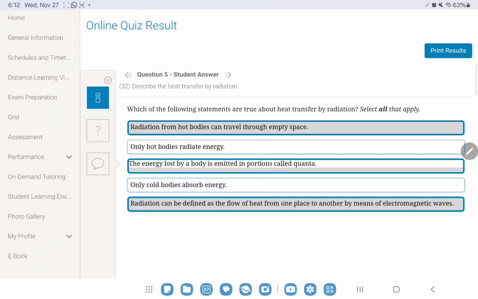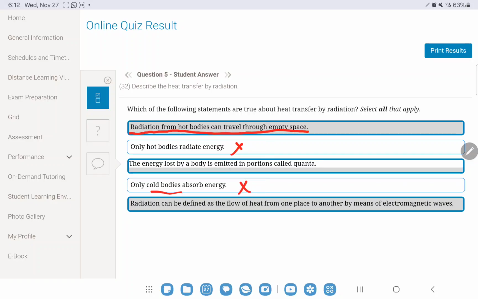So now we have radiation. Radiation from hot bodies can travel through empty space. This is a fact, we need to memorize it. Only hot bodies radiate energy. This is definitely wrong. All bodies radiate energy. Only cold bodies absorb energy. No, all bodies absorb energy.